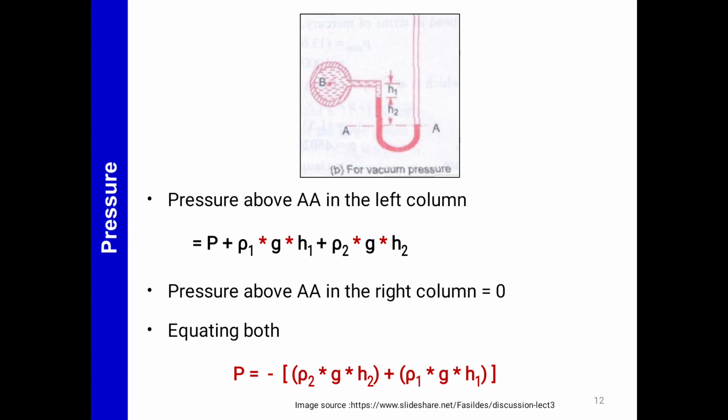Pressure head in the right column above AA is equal to 0. Therefore, rho 2 GH2 plus rho 1 GH1 plus P is equal to 0. Therefore, P is equal to minus of rho 2 GH2 plus rho 1 GH1.